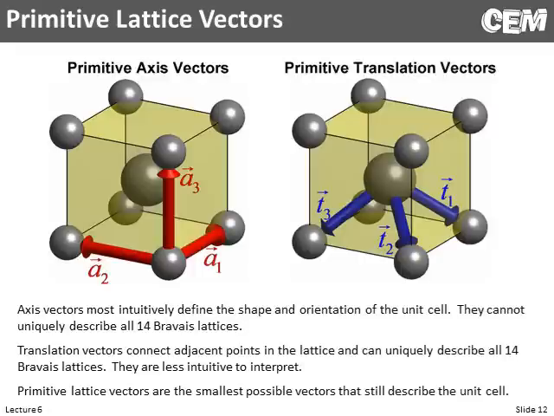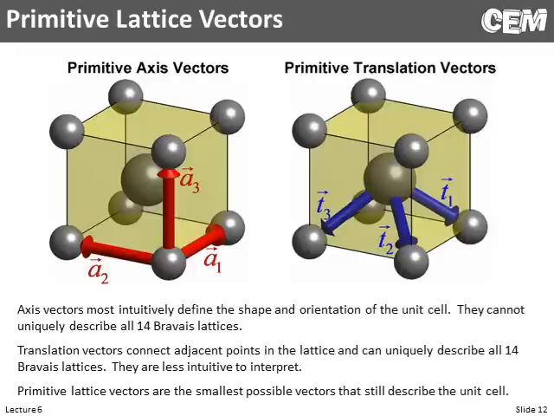So of the primitive lattice vectors, there's two types. There is what we call on the left the axis vectors, which point along the edges of the unit cell, and the unit cells being the thing that we would repeat to make the overall lattice.